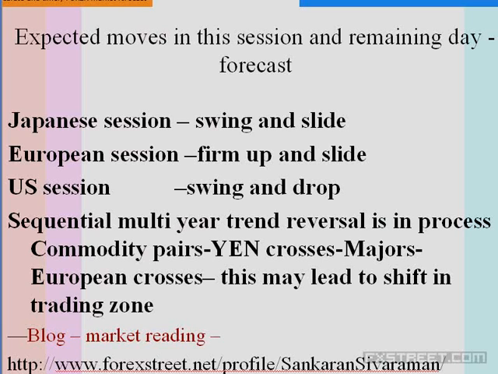So the expected market moves: Japanese session swing and slide move, then a quick firming up during the European session and then a slide. The US session could come across a drop during the FOMC rate decision time. Then it is a sequential multi-year trend reversal process, and first commodity pairs are reversed, then yen crosses, then majors, then finally European crosses. So it will take about 1 or 2 months to complete. During that process, some of the currencies, especially those showing multi-year levels, could show a trend shift in trading zone. I will give more information in the blog.